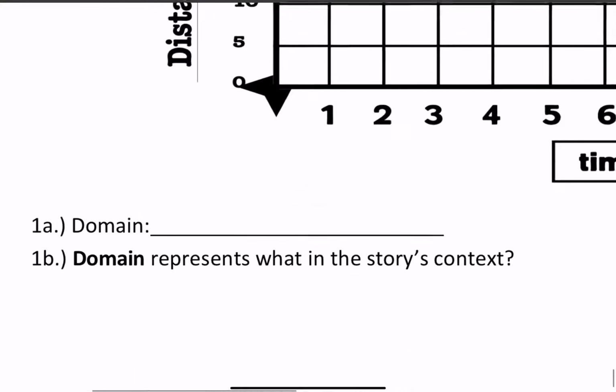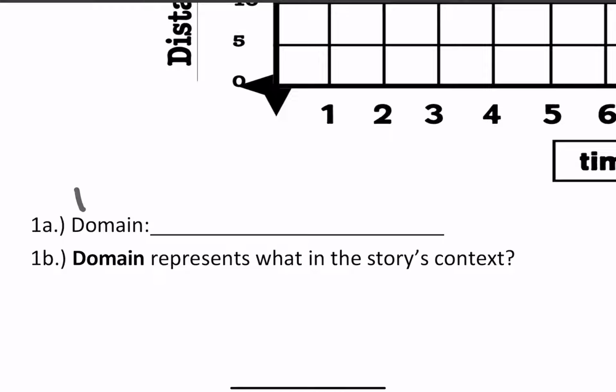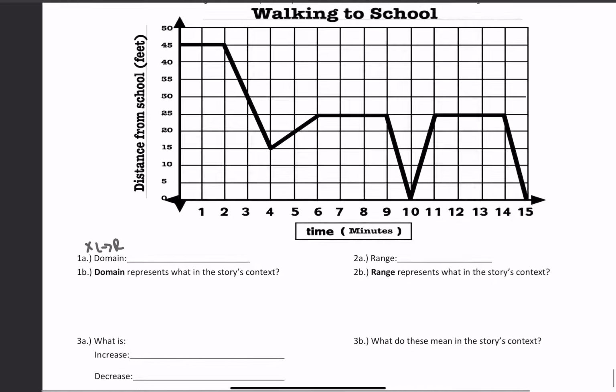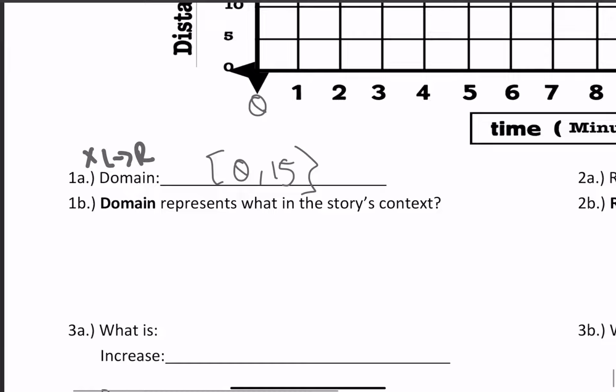So first things first, domain. Remember, domain is left to right using the x-axis. So our domain in this problem starts at 0 and ends at 15 on the x-axis. So it's 0 to 15 in closed brackets. Domain represents the time it took Martel to get to school.